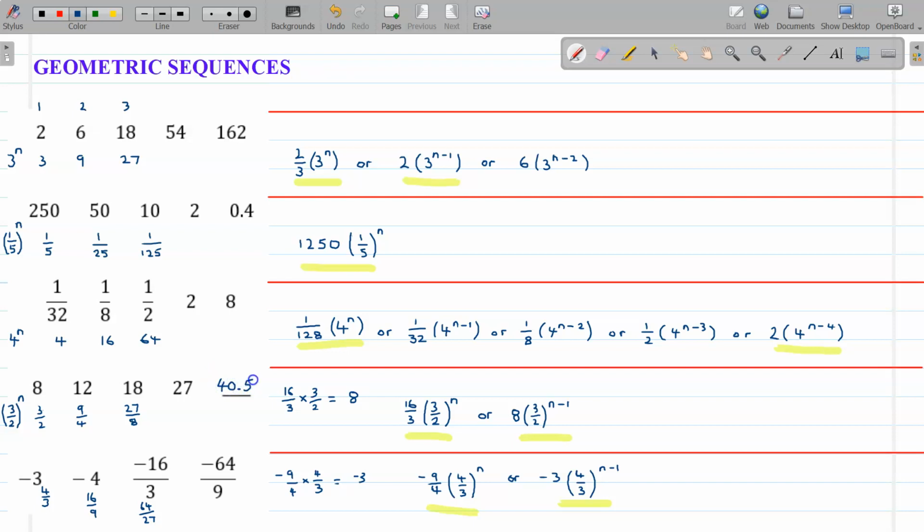But you can also see that if you multiply 27 by 1.5, that will give you 40.5, as you would expect. Okay, so that's the end of that video on geometric sequences.